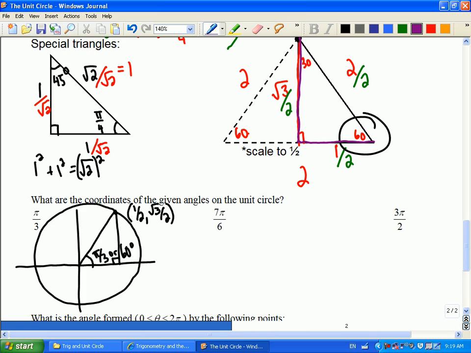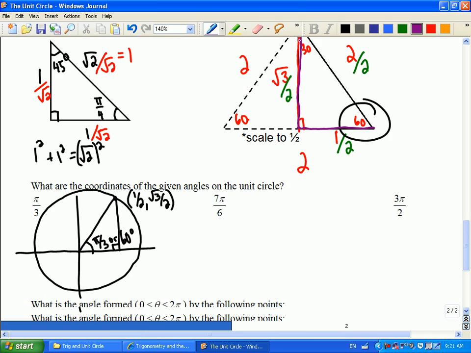Okay, so using your special triangles now, see if you can find the points for 7 pi over 6 and 3 pi over 2. Okay, so let's talk about these two. I know it's strange now. I'm telling you we're going to do this for the next 2 units and into calculus when we get there. So just bear with it. You're going to have to practice before it gets more familiar.